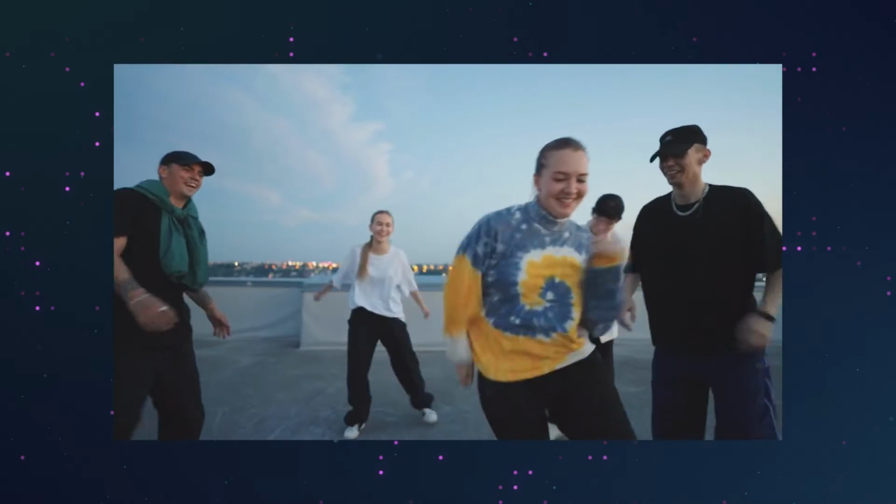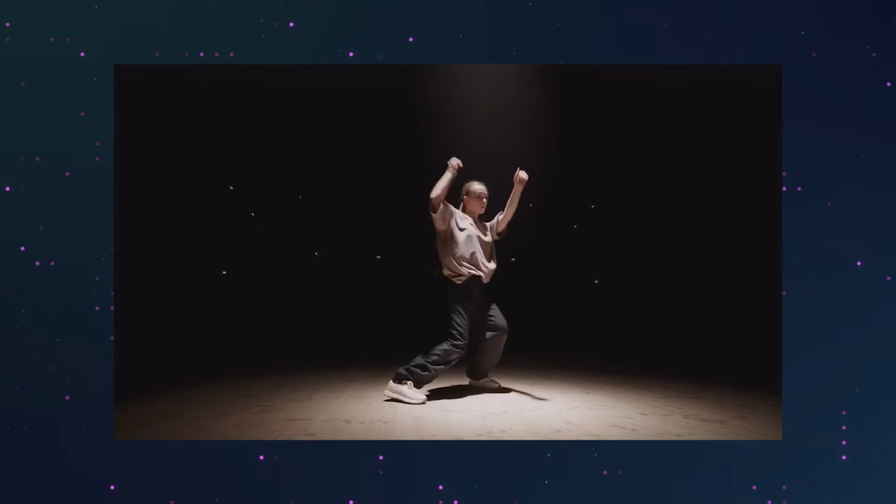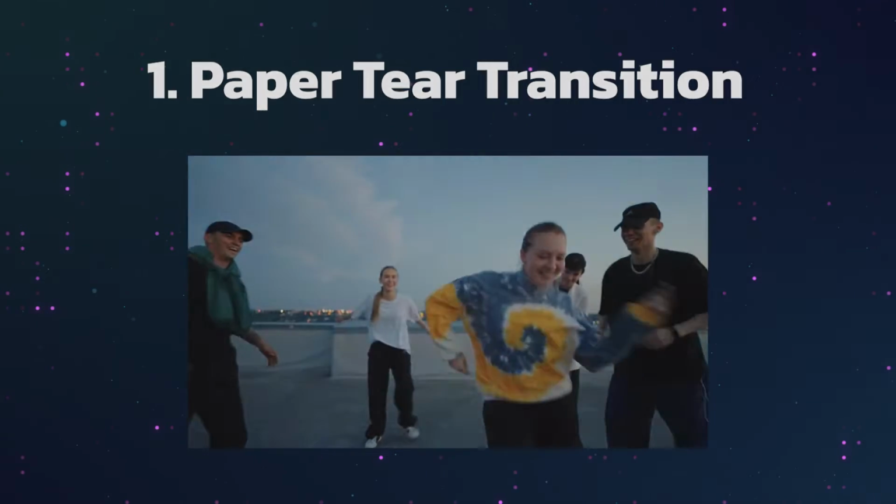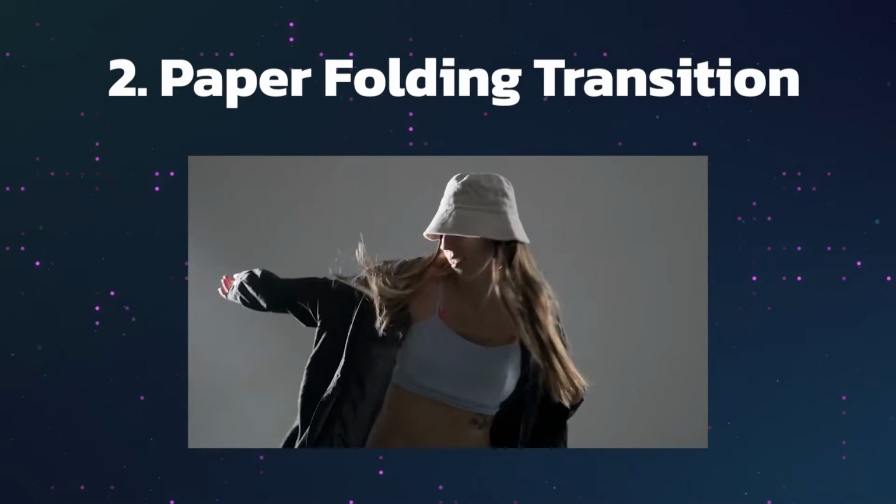Before we start creating this transition, we'll need to prepare some clips. For example, we can download images with folding marks from the link in the comment section below. Next, I'll walk you through two methods for making paper folding transitions.